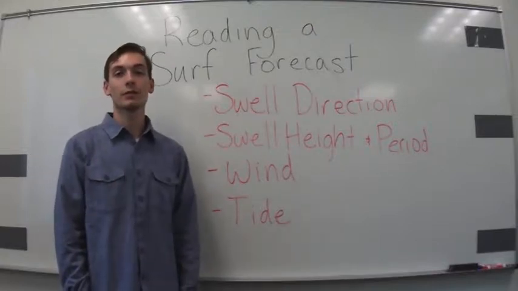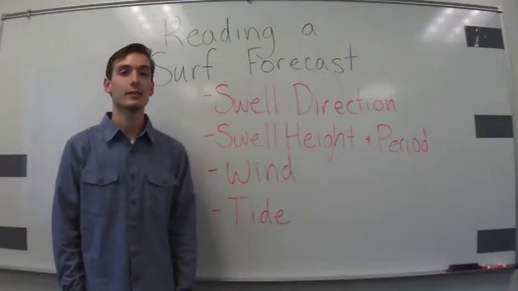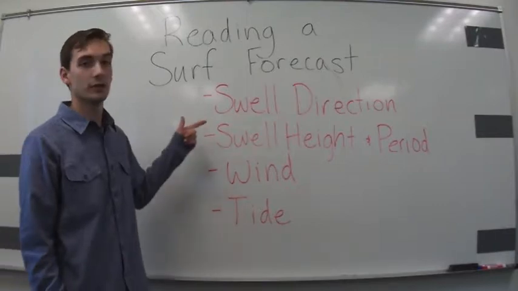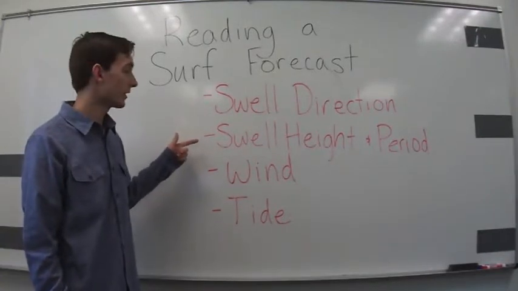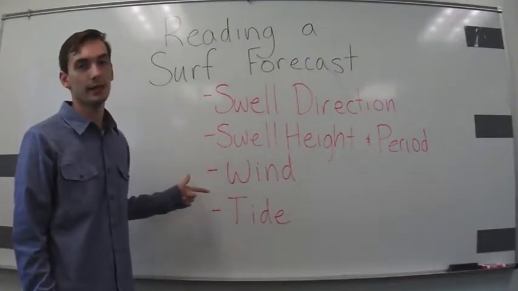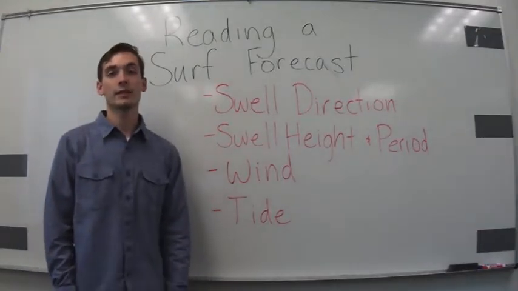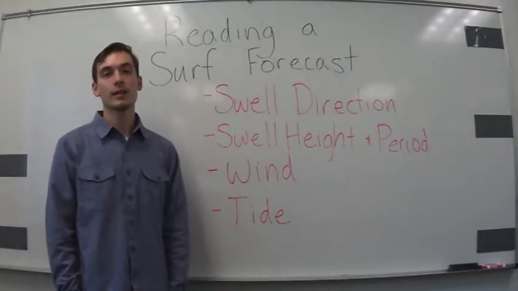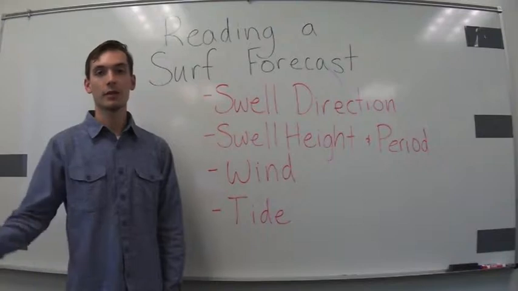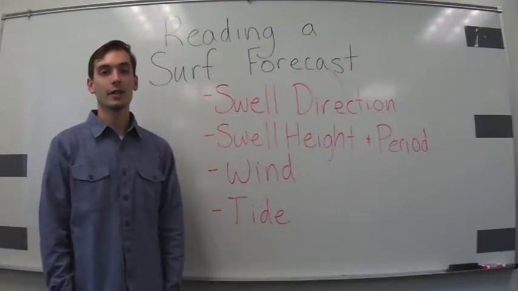Today we're going to go over the 4 things to look for in a surf forecast. These 4 things are swell direction, swell height and period, wind, and tide. If you know how to look at these things on a surf forecast, then you'll be able to just look online, see if the surf is good, and know if it's worth going to the beach or not.